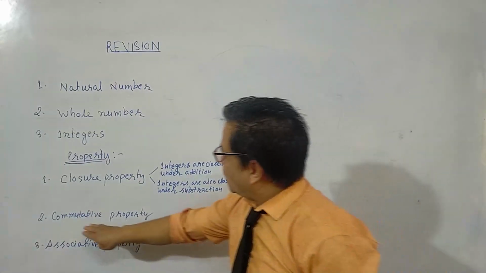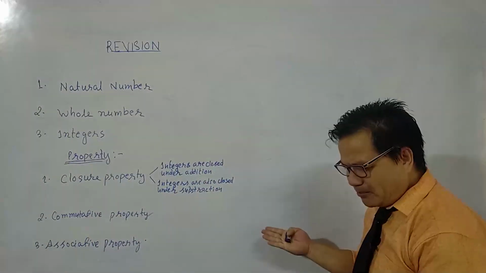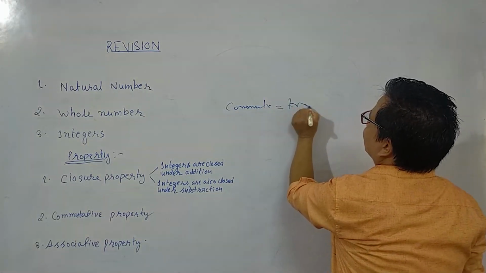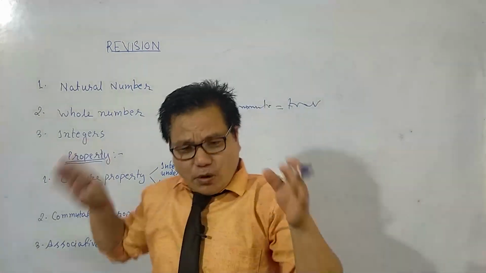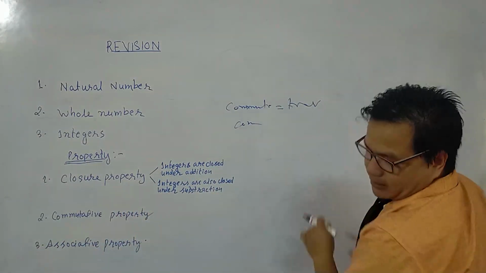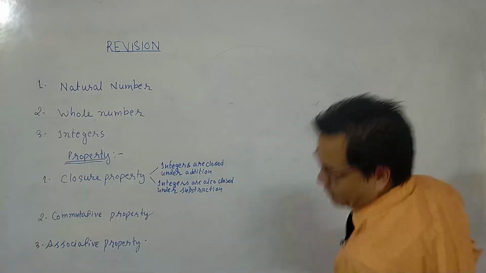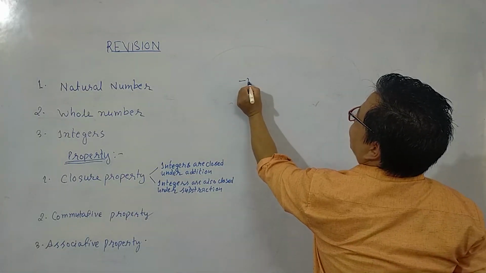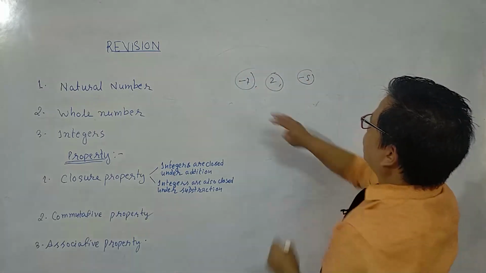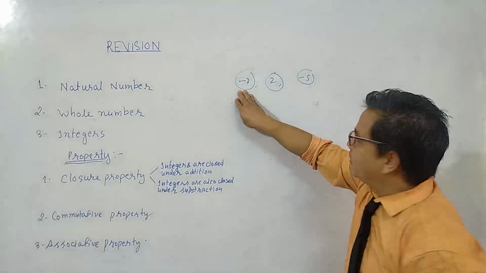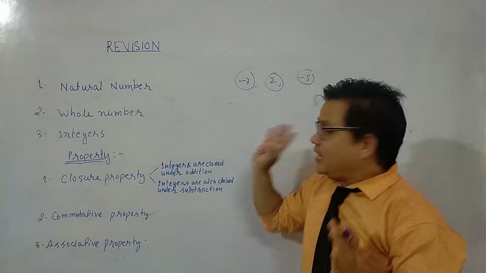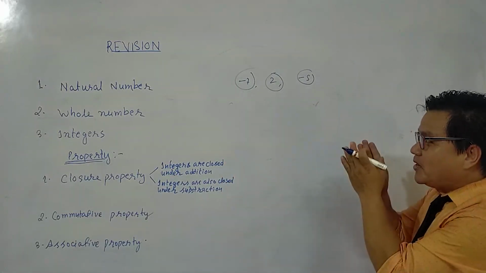Now next, commutative properties. Commute means to travel, to go from one place to another. So commutative means, suppose there are three integers: minus 7, 2, minus 5. This is a negative integer, this is a positive integer, and this is also a negative integer. Three integers are there.